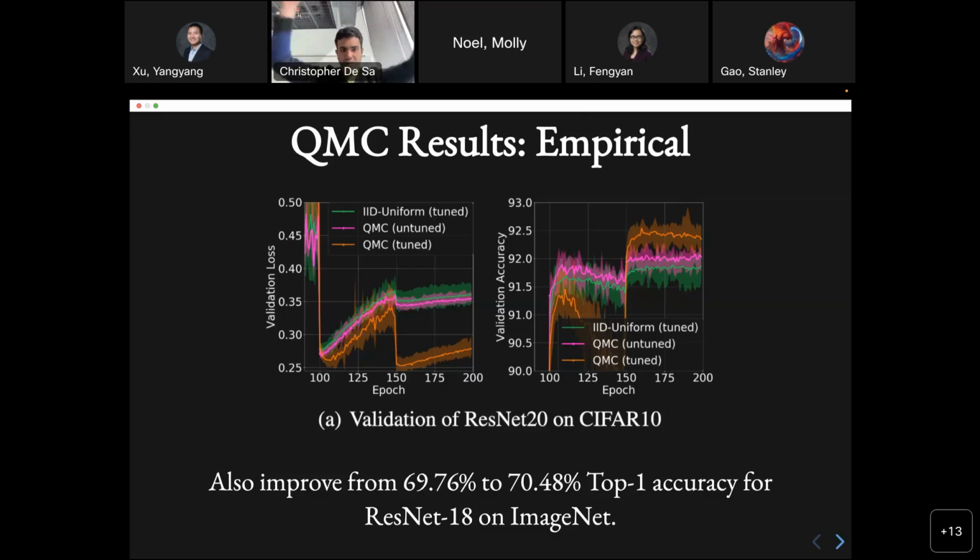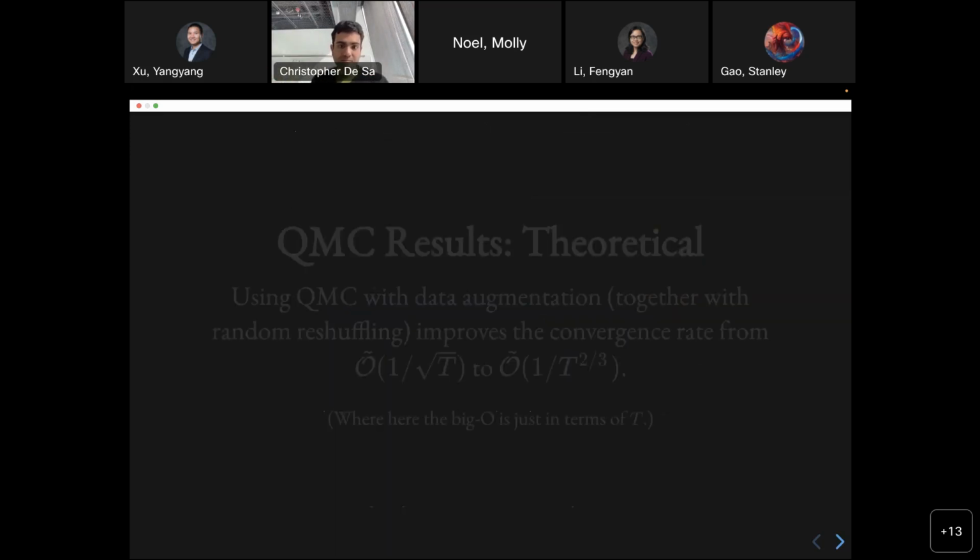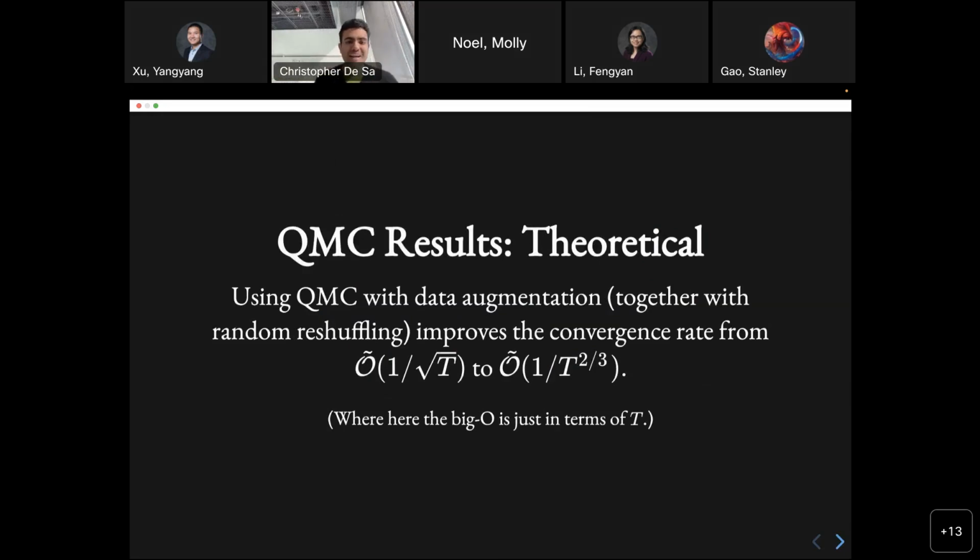And I do want to be clear here. It's not as if this is like a tremendous improvement. It's not like you're going from 70% to 90% automatically. But the nice thing is that this is a method that generally works across a wide range of settings, that has some theory behind it, and that is basically free to run. And it comes alongside some theoretical bounds, so we're able to show that when we use quasi-Monte Carlo with data augmentation, we improve the rate of convergence from something that goes like 1 over square root of t to something that goes like 1 over t to the 2/3, which is really nice.